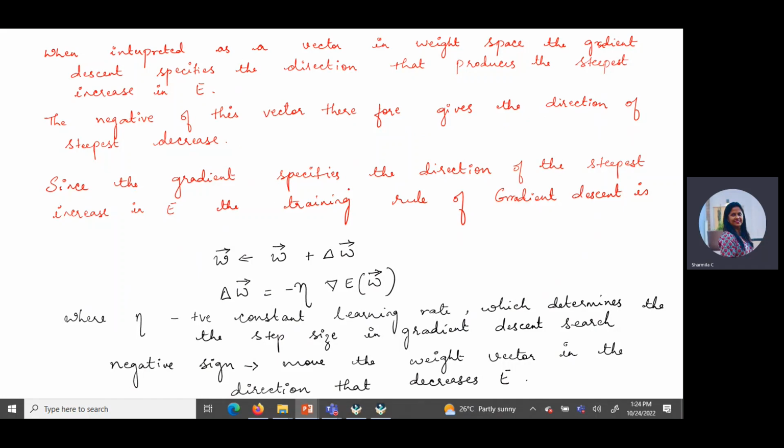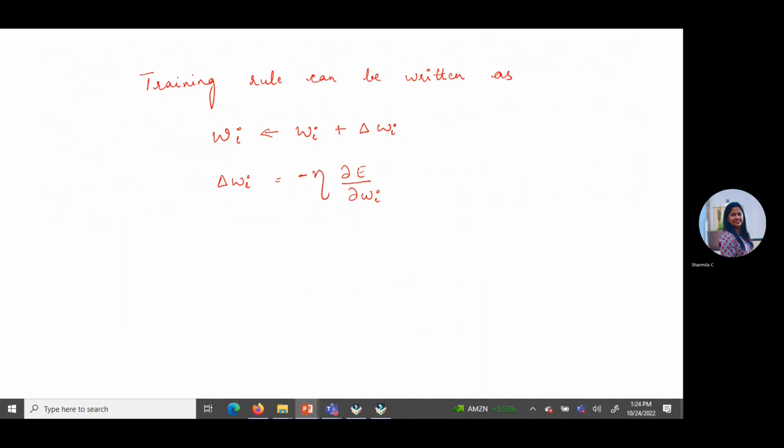Since the gradient specifies the direction of the steepest increase in E, the training rule of gradient descent is written as the same thing here: minus mu times the gradient of E with respect to the weight vector, which is the derivative of E with respect to Wi. The learning rate is a positive constant which determines the step size in the gradient descent search, and the negative sign moves the vector in the direction that decreases the error each time. Hence, we are considering the negative sign here.